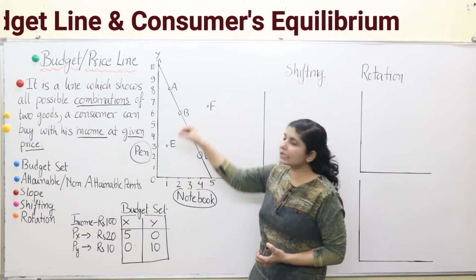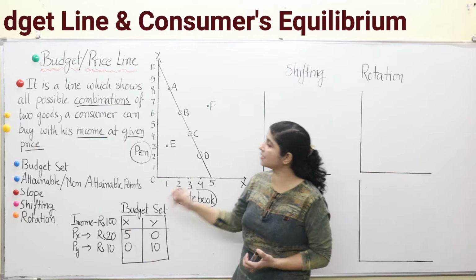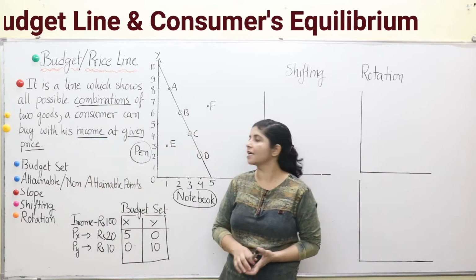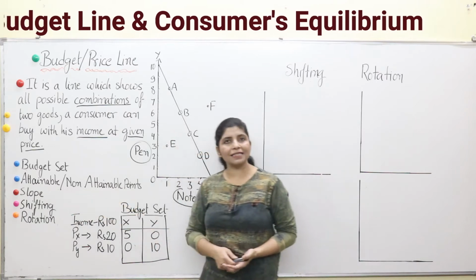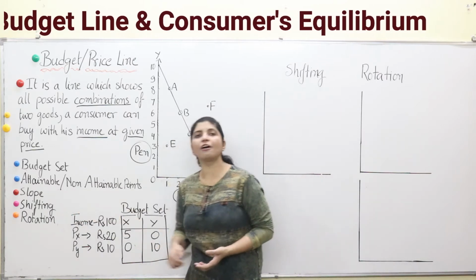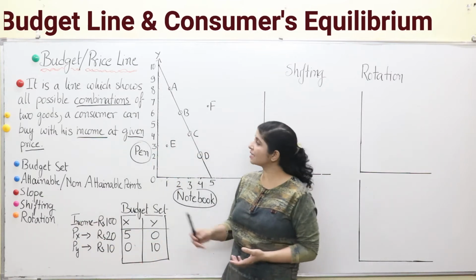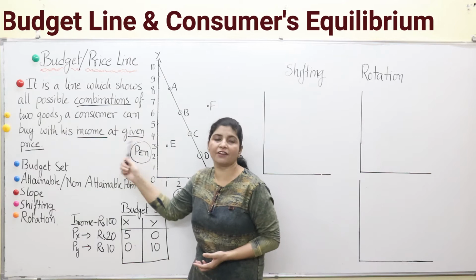In this section we will discuss the budget set, attainable and non-attainable points, the slope of the price line or the budget line, shifting of the budget line or the price line, and rotation of the budget line or the price line. Let's start with an example of our definition.